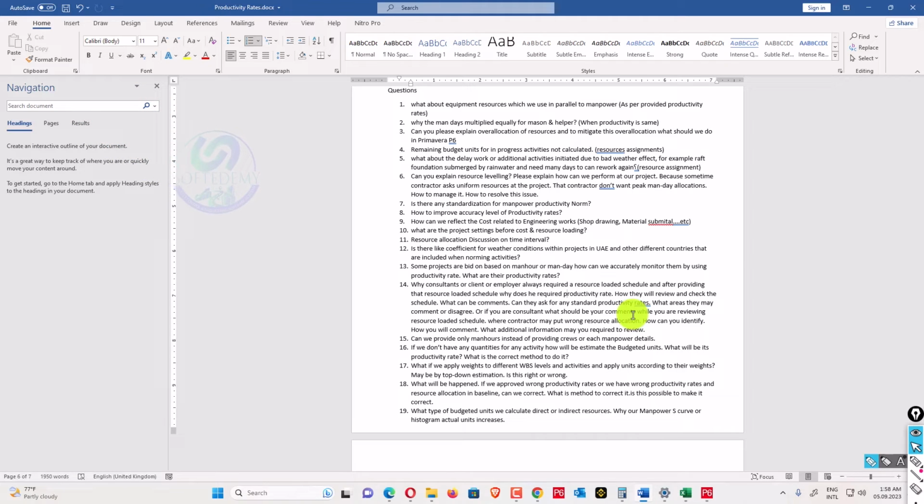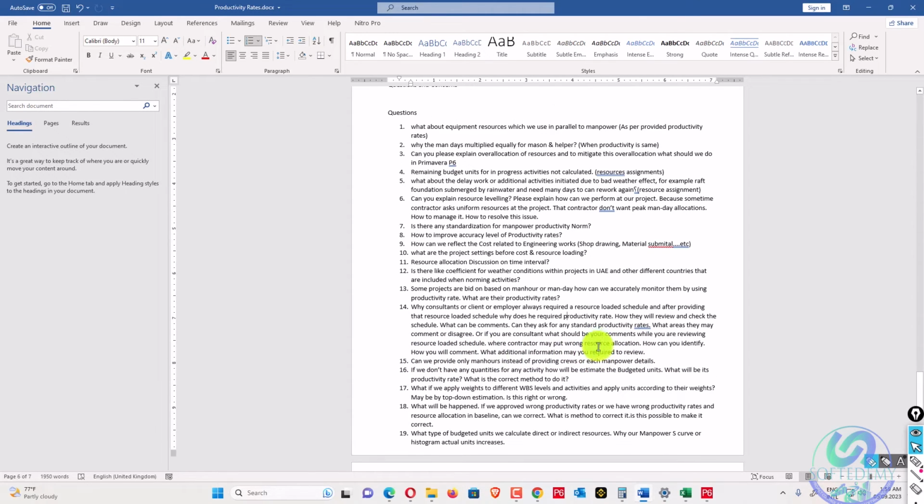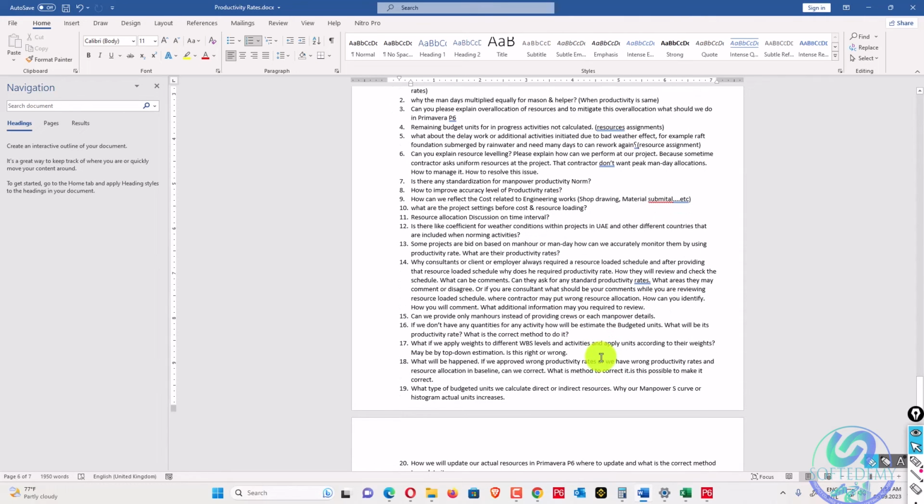We will also review, as I told you, against the standard productivity rates, and we will see whether a higher or lower productivity rate is applied, so that an average productivity rate is applied on the project. Resource allocation should not be wrong. Also, productivity rates should be complete and in the form of crews, and all the crews should be managed there. How can you identify and how will you comment? The comment will be similar. What additional information may you require to review? Additional information will be productivity rates, the resource loading sheet, and maybe the duration calculation if you want to compare with the duration.